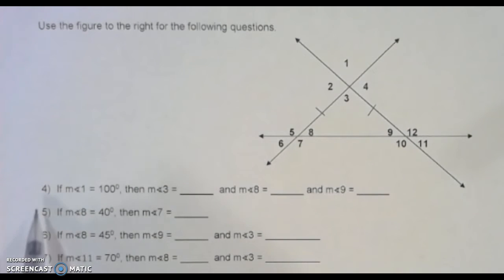In this example, I'm going to use the figure to the right in order to answer questions 4 through 7. And again, like I've done before, I'm going to reset my picture, meaning that I'm going to treat these as independent questions. They're all independent of each other, so I'll start brand new after each question. In number 4, we're told that the measure of angle 1 is 100 degrees. Then the measure of angle 3 is blank, the measure of angle 8 is blank, the measure of angle 9 is blank. So I'm going to start with angle 1, and I'm going to look at angle 3.